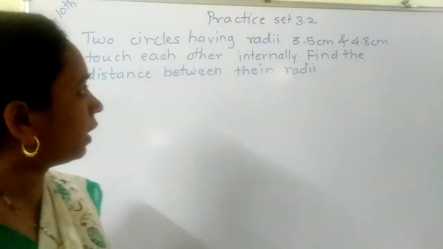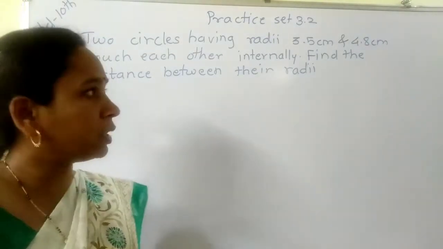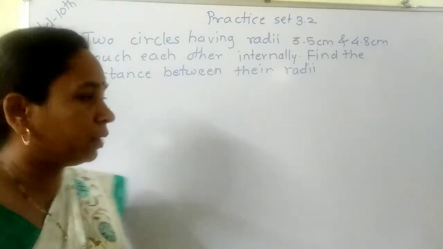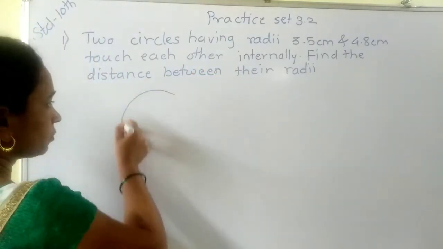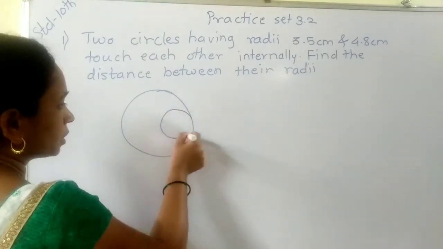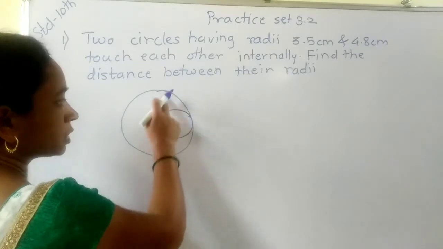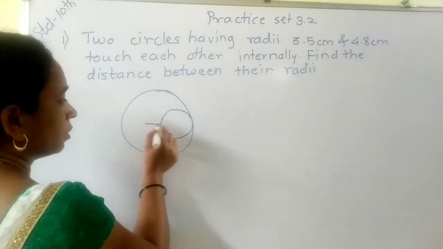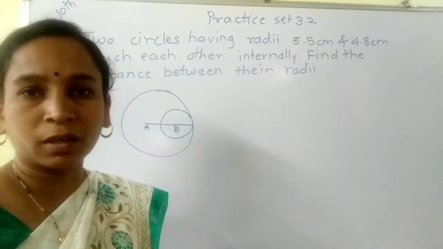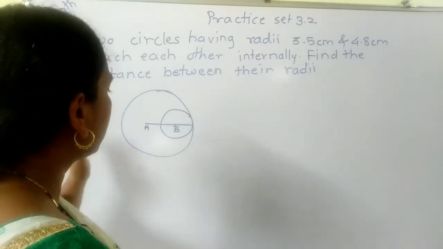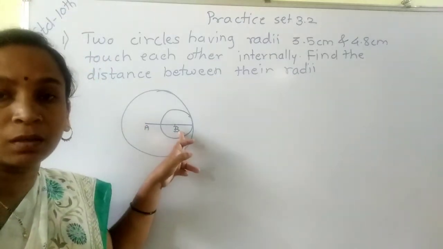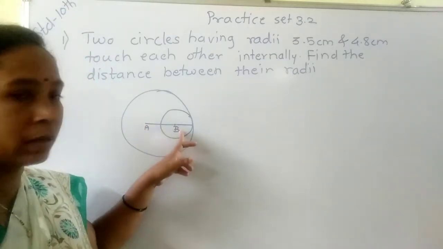Two circles having radii 3.5 cm and 4.8 cm touch each other internally. Means in the figure, this is one circle and the other circle is touching this circle internally. Now we know that if the circles are touching internally with each other, then the distance between the two centers of the circles is nothing but the difference of their radii.